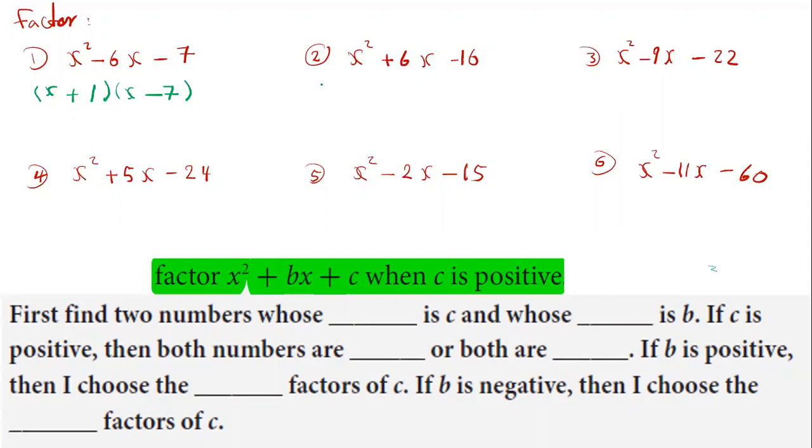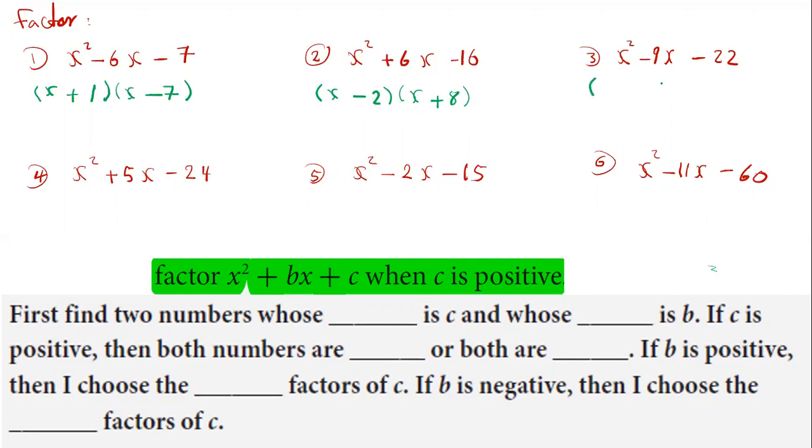Number 2. The same way, x times x, and 16. Two numbers, their product 16, their difference 6. 2 times 8 is 16, and 8 minus 2 is 6. So 2 times 8, 16, their difference is 6. Now the greater factor, 8, will take the sign of the midterm, plus. And the other one will take minus.